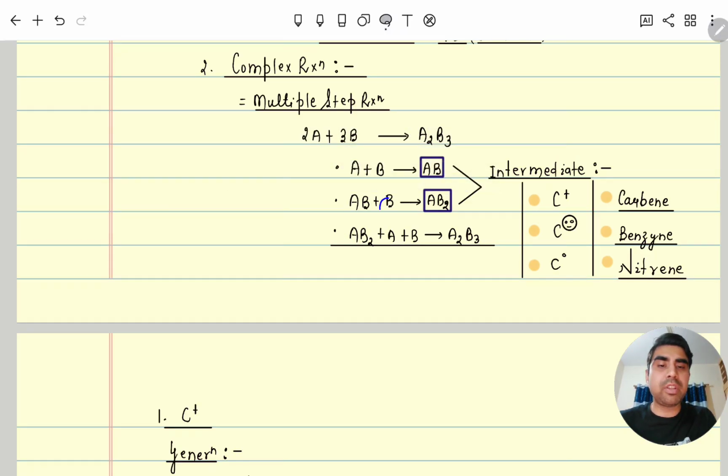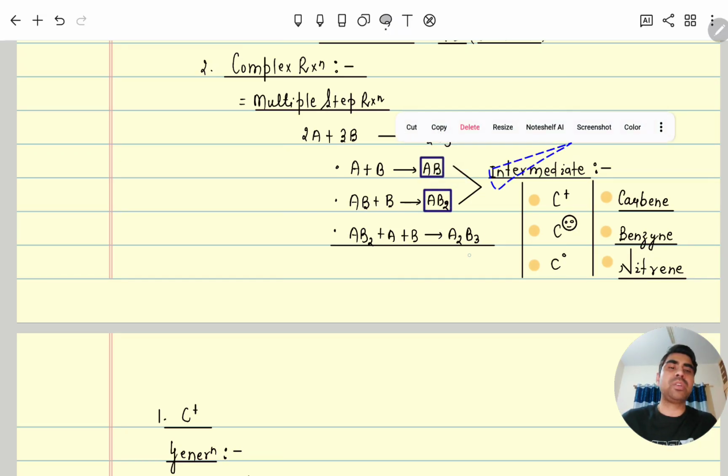Now AB combines with B forming AB2, and AB2 combines with A and B forming A2B3. When you add them overall, AB2 will be cancelled and AB will be cancelled, so the overall reaction comes. In that, AB and AB2 are intermediates.